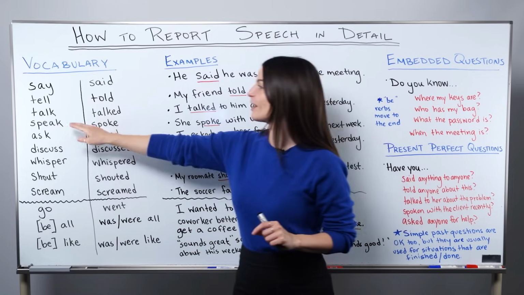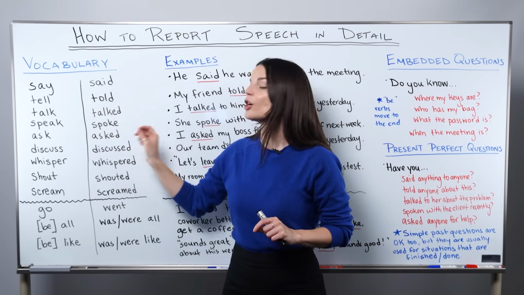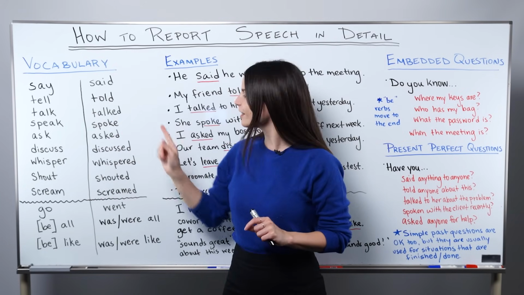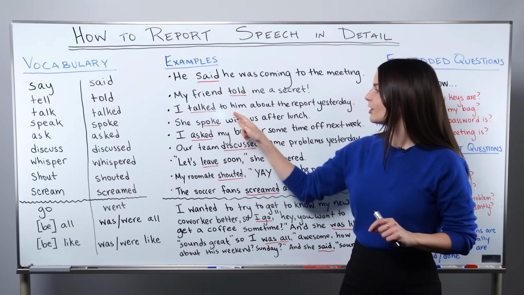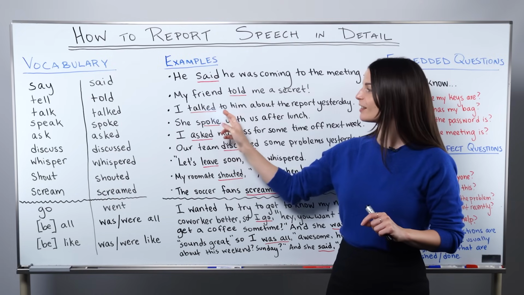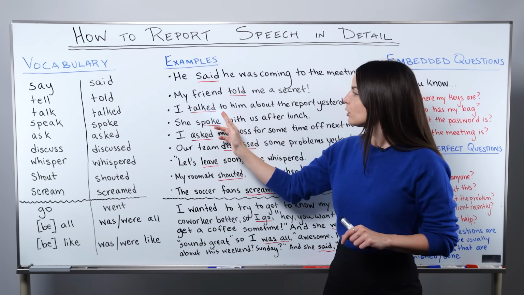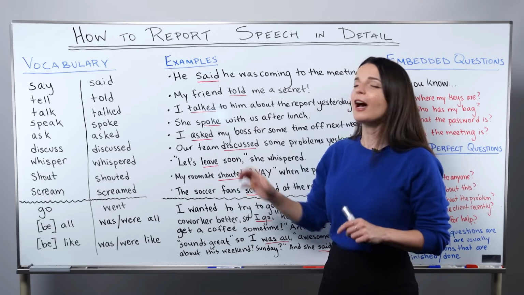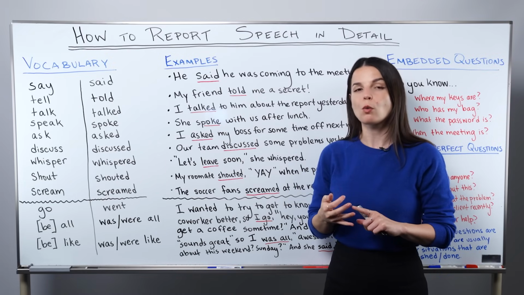Okay, let's go to the next verb, talk. Talk in past tense is talked. Let's take a look at an example sentence first. I talked to him about the report yesterday. After talked, we have two preposition choices: to or with.